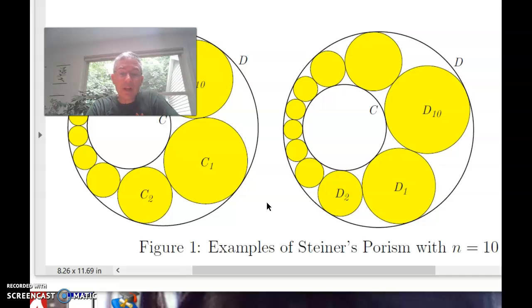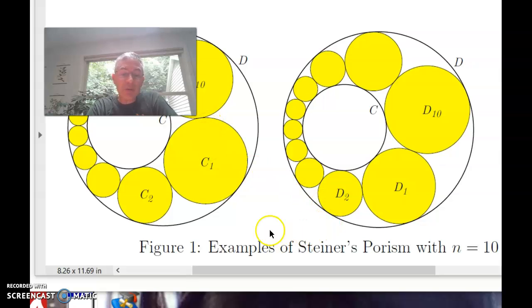Anyway, for this theorem, circles C and D are the same in each figure on the left and the right. C is inside of D. And then on the left, I put in circle C1. I inscribed it to be tangent to both C and D, and then put C2 in there to be tangent to C1. You can see it here, all the way around the circle. And it turned out that there were exactly 10. The last one came and fit perfectly.